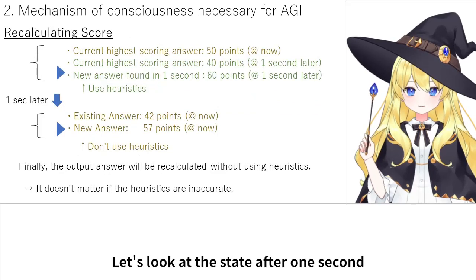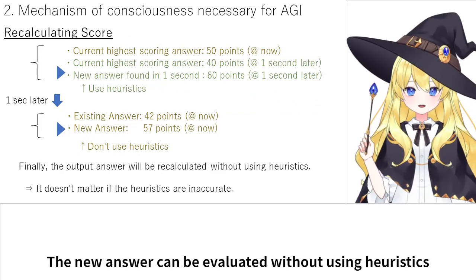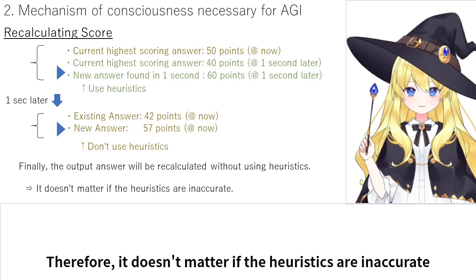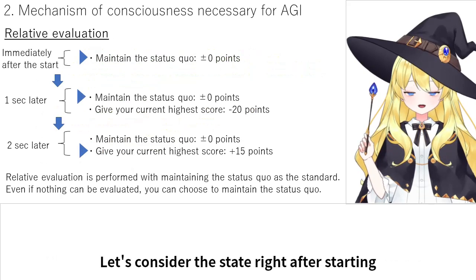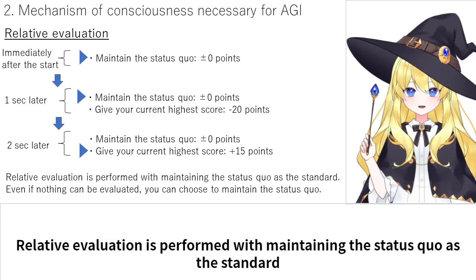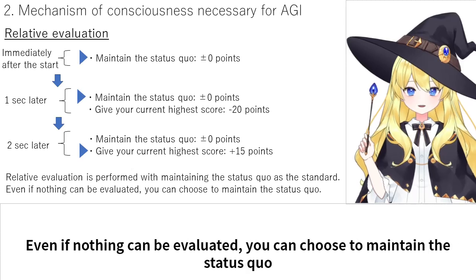Let's look at the state after 1 second. The new answer can be evaluated without using heuristics. Finally, the output answer will be recalculated without using heuristics. Therefore, it doesn't matter if the heuristics are inaccurate. Let's consider the state right after starting. None of the options have been evaluated yet. Relative evaluation is performed with maintaining the status quo as the standard. Even if nothing can be evaluated, you can choose to maintain the status quo.